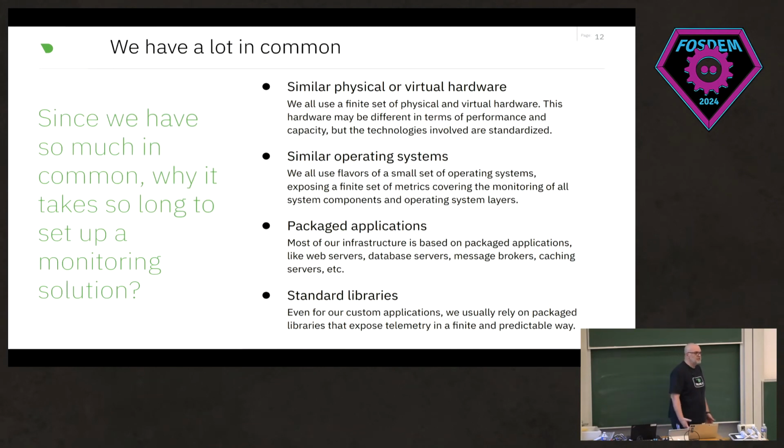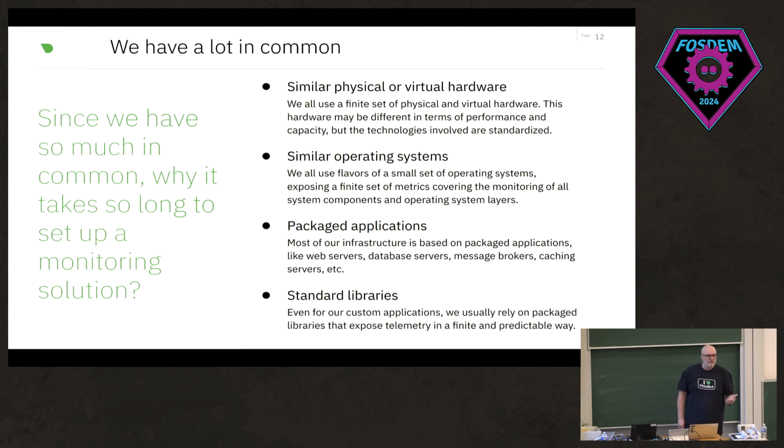The first is an observation that we all have the same kind of infrastructure. It's a finite set. We use some virtual servers or physical servers. We use packaged applications, databases, web servers, message brokers. All these are standard components. We use similar disks, similar network interfaces. Everything is similar. Of course, the Lego we build is different. Each company is unique. But the components are pretty much the same.